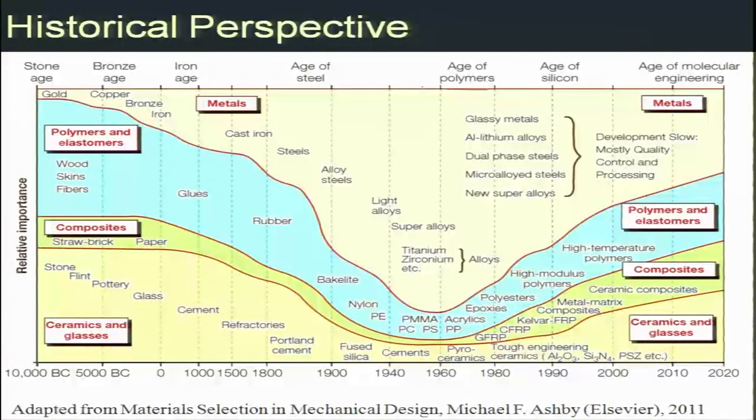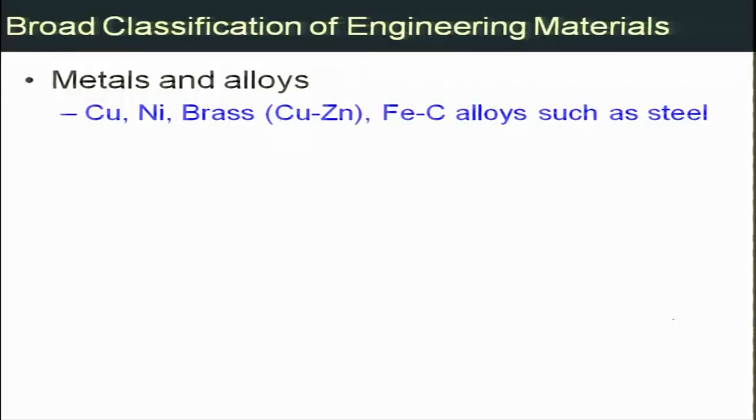But nevertheless, the message is, we would not have reached where we are today if it was not for the materials that were invented over our course of development. So if we classify these materials, which are basically most of the engineering applications, there are a few categories in which we can classify. So the first one, of course, that comes to our mind is metals and alloys.